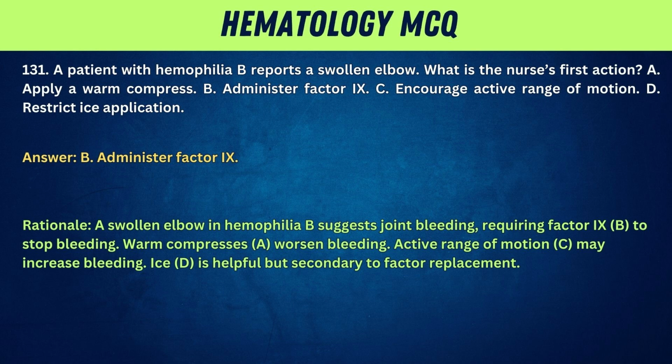Administer factor IX. Rationale: A swollen elbow in hemophilia B suggests joint bleeding, requiring factor IX, B, to stop bleeding. Warm compresses, A, worsen bleeding. Active range of motion, C, may increase bleeding. Ice, D, is helpful but secondary to factor replacement.